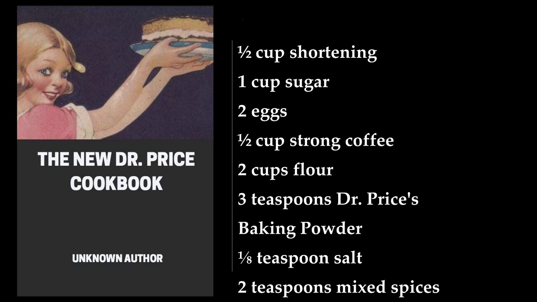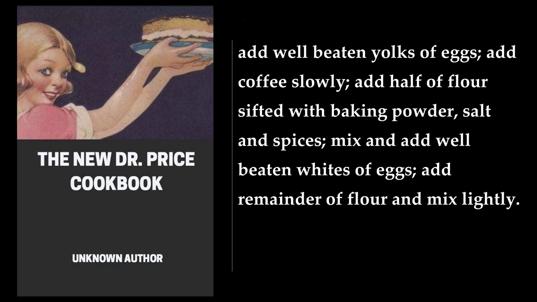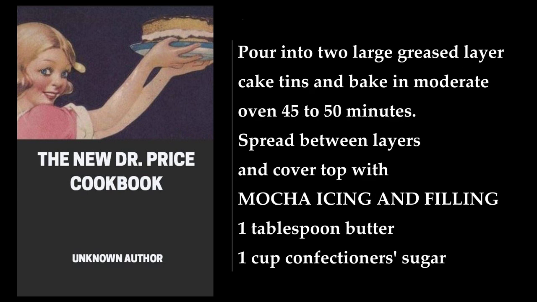Cream shortening and sugar until light. Add well-beaten yolks of eggs, add coffee slowly, add 1/2 of flour sifted with baking powder, salt and spices, mix and add well-beaten whites of eggs, add remainder of flour and mix lightly. Pour into two large greased layer cake tins and bake in moderate oven 45 to 50 minutes. Spread between layers and cover top with mocha icing and filling.